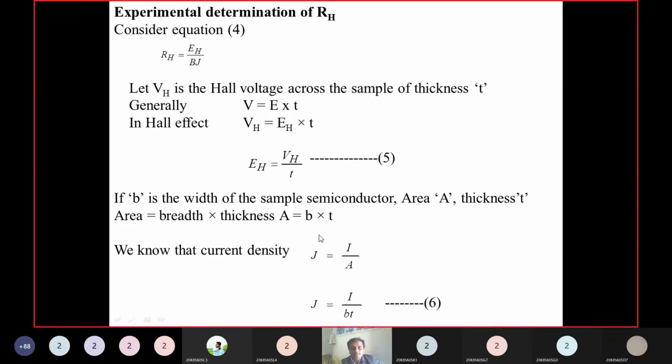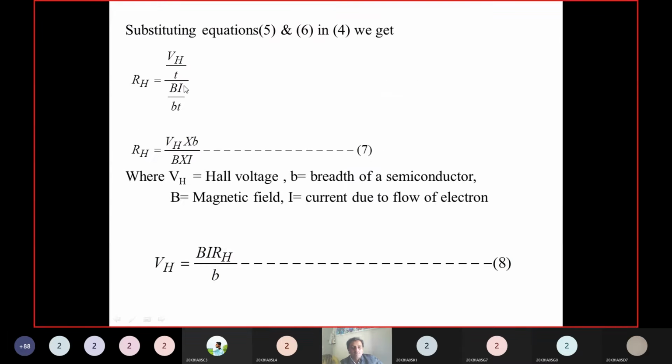Now let us substitute this A value in this equation. Therefore, J is equal to I by BT. Now, the Hall coefficient RH is equal to EH by B into J. We know the EH value from equation 5 and the J value from equation 6. Substitute these EH and J values in this RH equation. Therefore, RH is equal to VH by T divided by B into I by BT. Instead of J, we wrote I by BT here.